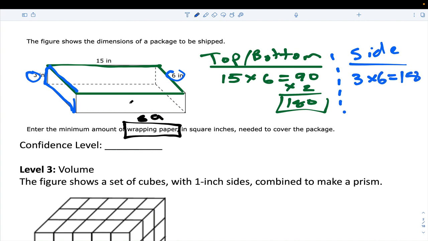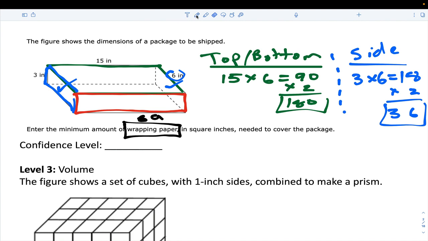18. How many times does it appear? Twice. Multiply it by 2. Save 36 for later, box it. And one final side, what am I missing from here, Jenica? I did the top, I did the side. Front and back. Cool, let's get front and back down there. Dublin, what are the side lengths of the front and back? 3 and 15. You got it.